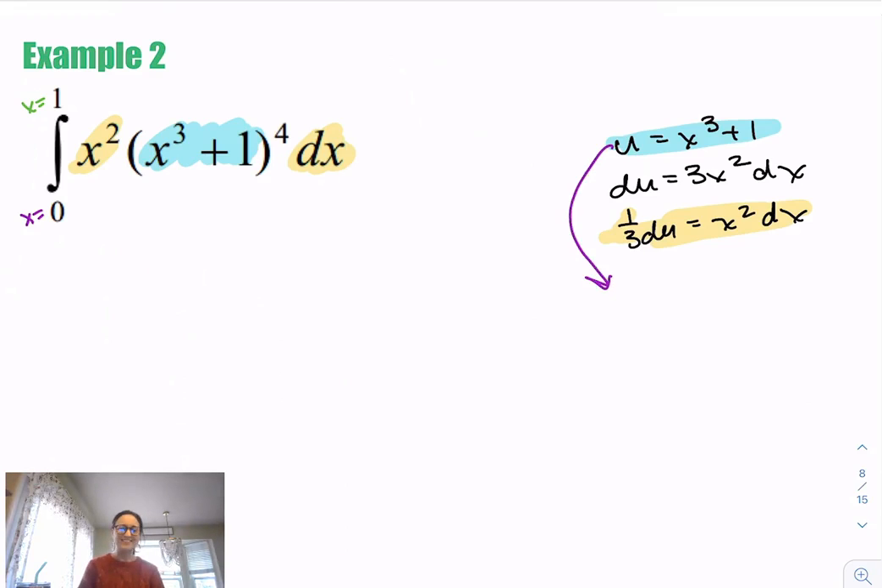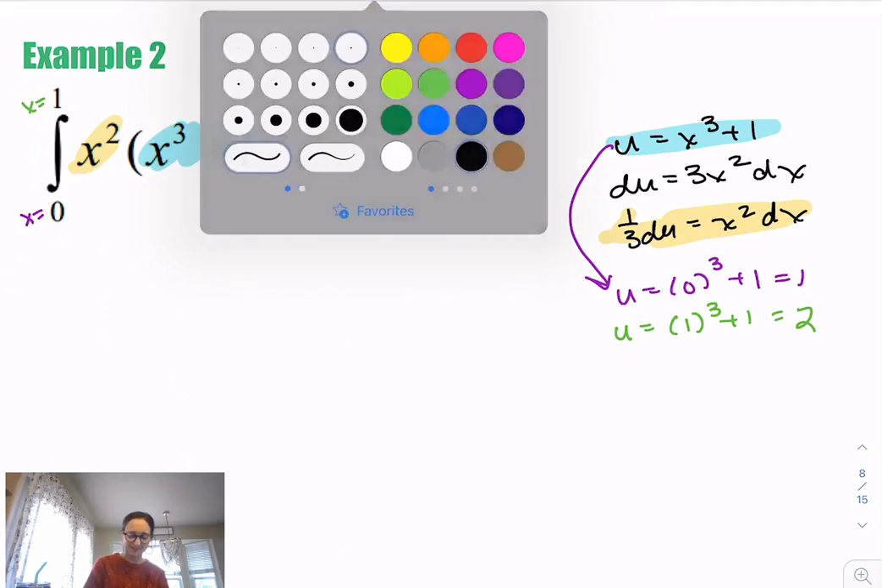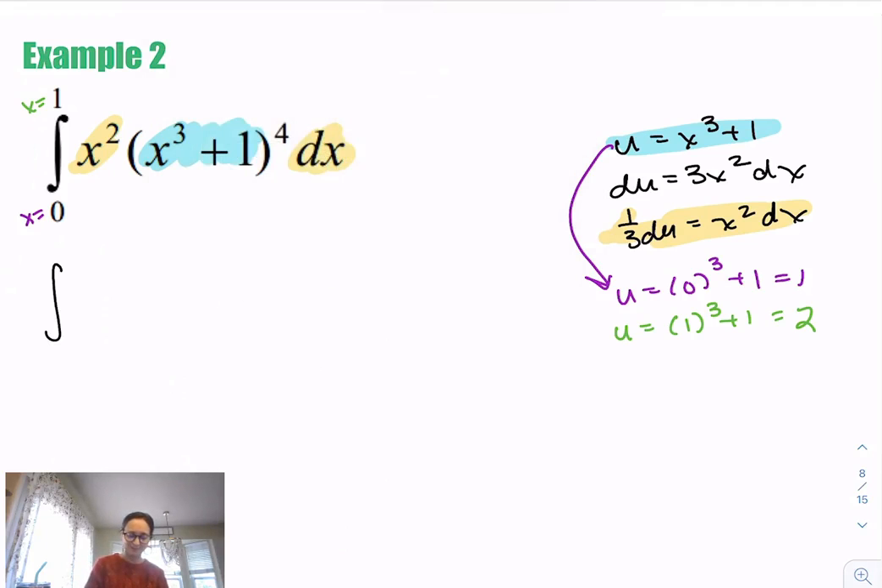So let's come back to our u equation. So u is equal to, I'm going to plug in 0 for x first. So when x is 0, u is 1. And let's do the same thing for x equals 1. So u is 1 cubed plus 1, which is 2. So my a and b values are now 1 and 2 respectively. So let's rewrite. I've got integral. My a value is now 1, my b value is now 2.